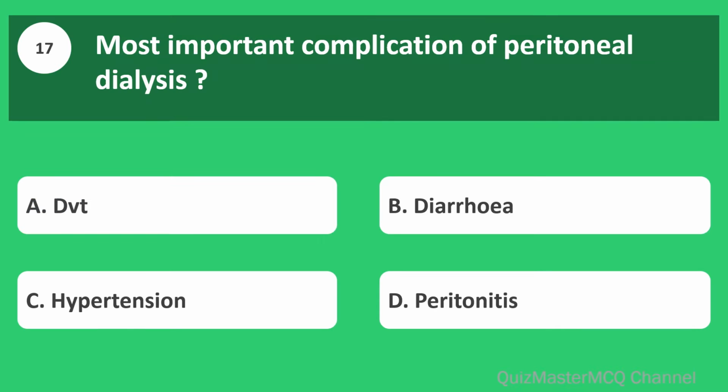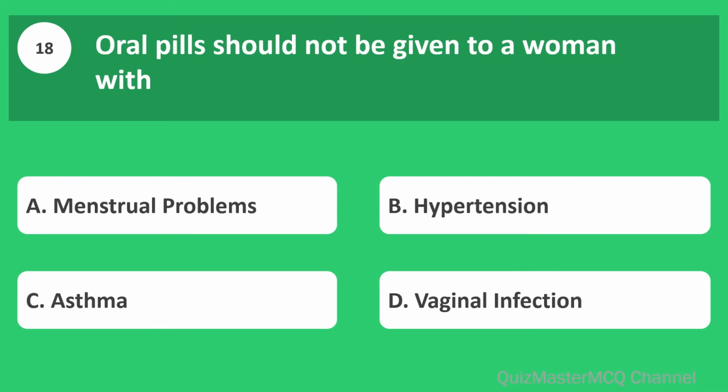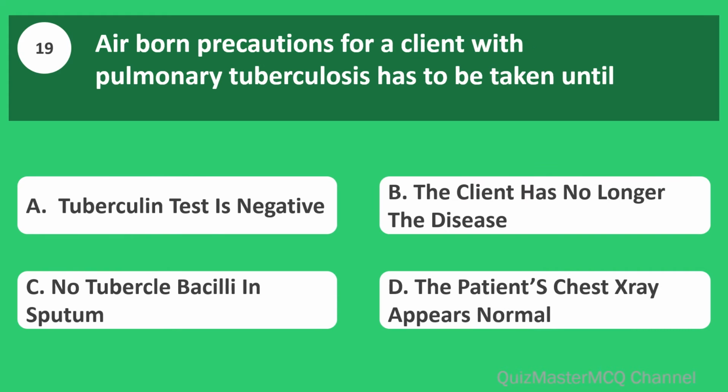Most important complication of peritoneal dialysis? Peritonitis. Oral pills should not be given to a woman with hypertension. Airborne precautions for a client with pulmonary tuberculosis has to be taken until the client has no longer the disease.